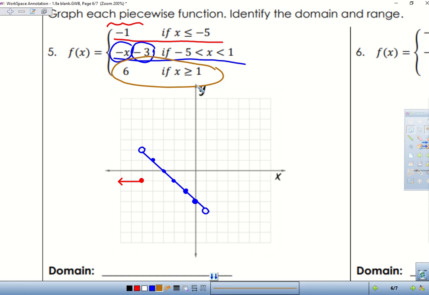The last one is going to be another step function. That step function is going to exist at y equals 6, and it's going to exist only where x is greater than 1. So we find y of 6: 1, 2, 3, 4, 5, 6. At 1, it's going to be closed. And then which way is the arrow going to go if it's greater than? Very good, to the right.